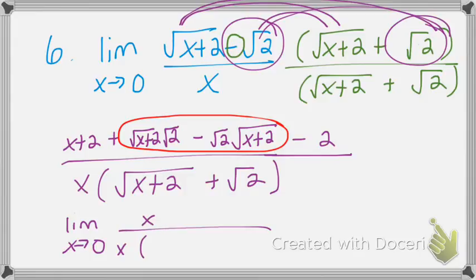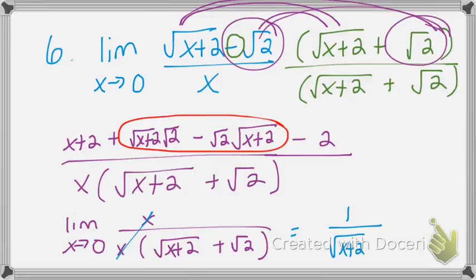On the bottom, again, we're not going to multiply, and the reason is because something will normally cancel. If you do multiply, you wouldn't have noticed it. The x's cancel, so I'm getting 1 over the square root of x plus 2 plus square root of 2. Now I'm going to plug in my 0, so I get 1 over square root of 2 plus square root of 2. You can leave it that way, or that gives you 1 over 2 square root of 2.